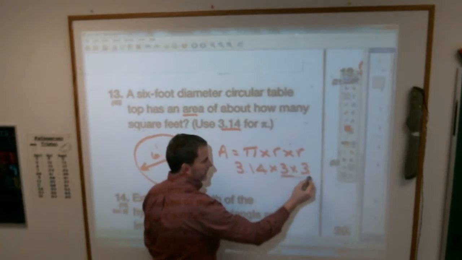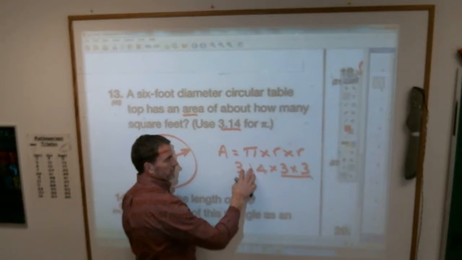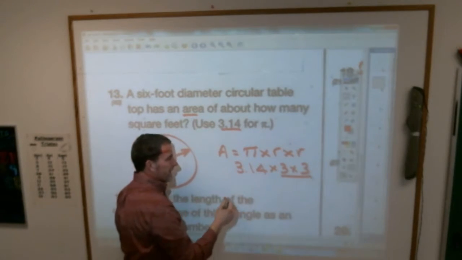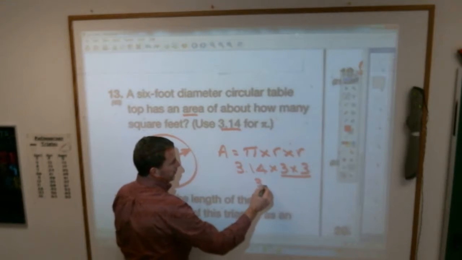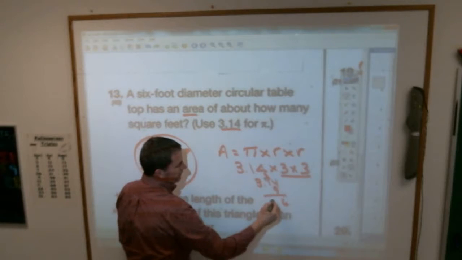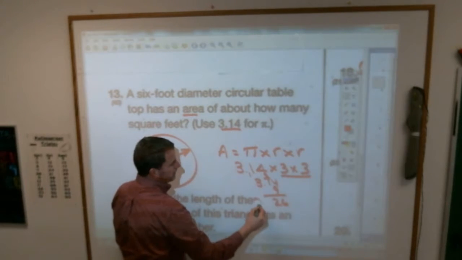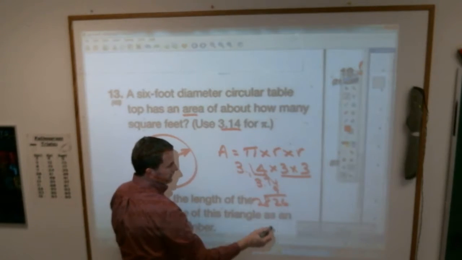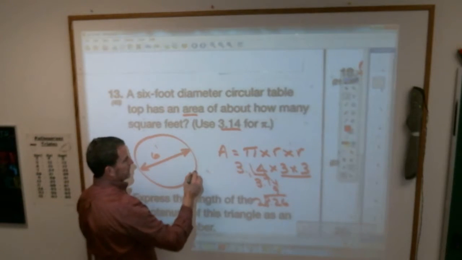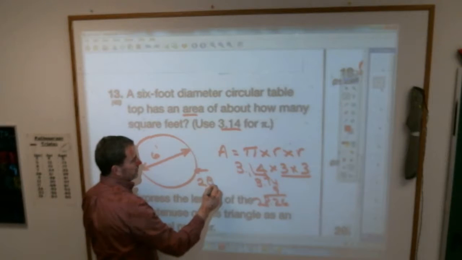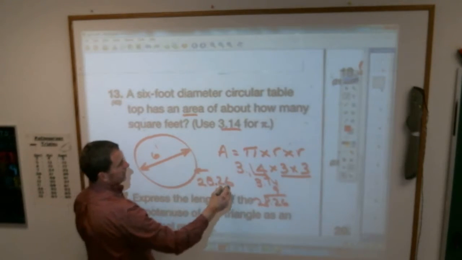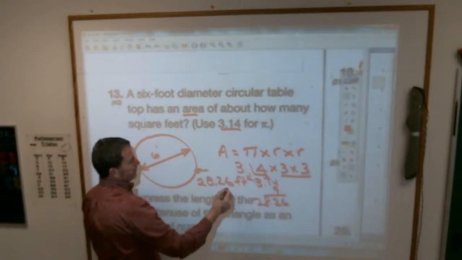So you're going to multiply. I would do the 3 times 3 first rather than doing pi times 3, because you can multiply in order. 3 times 3 is 9, so 3.14 times 9. 36, 3, 12, 27, 28, 2 decimal places, 28.26. And it is in feet. Area is squared.